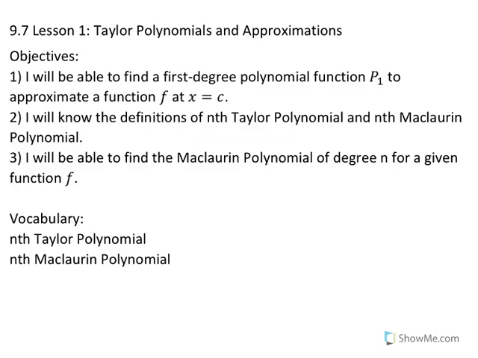9.7 Lesson 1, Taylor Polynomials and Approximations. We have 3 objectives for today's lesson. 1, you'll be able to find a first-degree polynomial function p sub 1 to approximate a given function f at x is equal to c. And we will use that example to develop our understanding for objective 2.